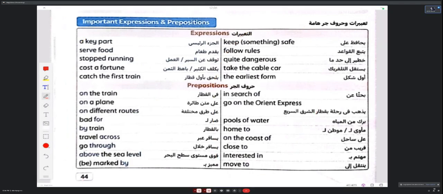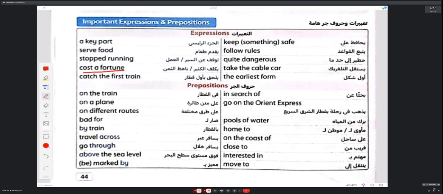A keyboard, serve food, stopped running, caused a furniture, catch the first train, on the train, on a plane, on different routes. Bed for, by train, travel across, go through, above the sea level, be made by, be marked by. Will cost a fortune, مش furniture.